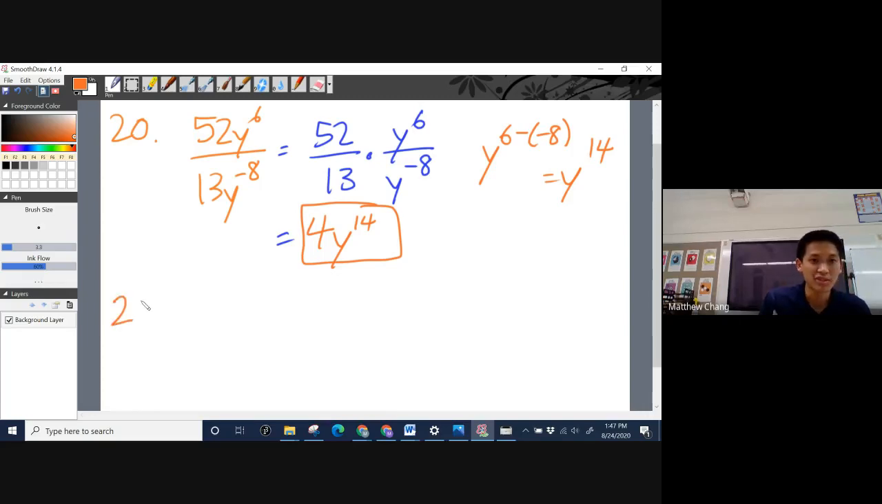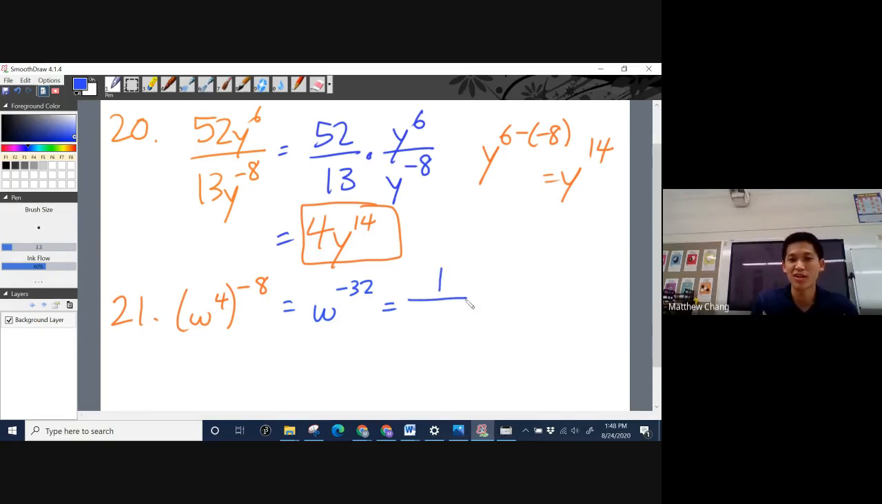Okay. 21. W raised to the 4th, raised to the negative 8. For this one, if you remember the rules already, you can multiply that in. So this is w raised to the negative 32. Now just remember, if you have negative exponents, you can also write it with the positive exponent in the denominator. So this is 1 over w raised to 32.